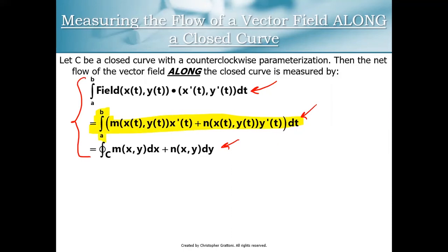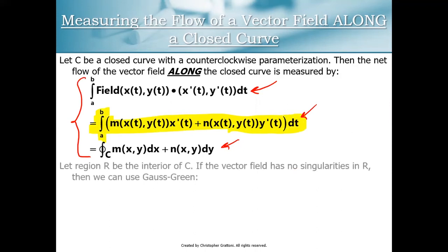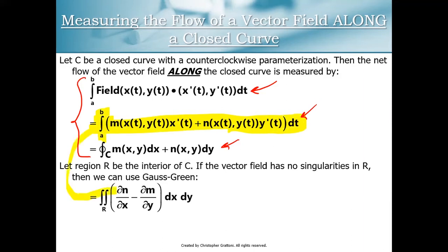The expression in the middle, though, basically looks like the left-hand side of the Gauss-Green formula. So we can just invoke the Gauss-Green formula immediately and get that the net flow of a vector field along a closed curve can also be computed as the double integral of dN/dx minus dM/dy. We can either accumulate along the boundary with a single integral, with a path integral, or we could double integrate over the interior. And this is such a special expression here that we actually give a name to this integrand.